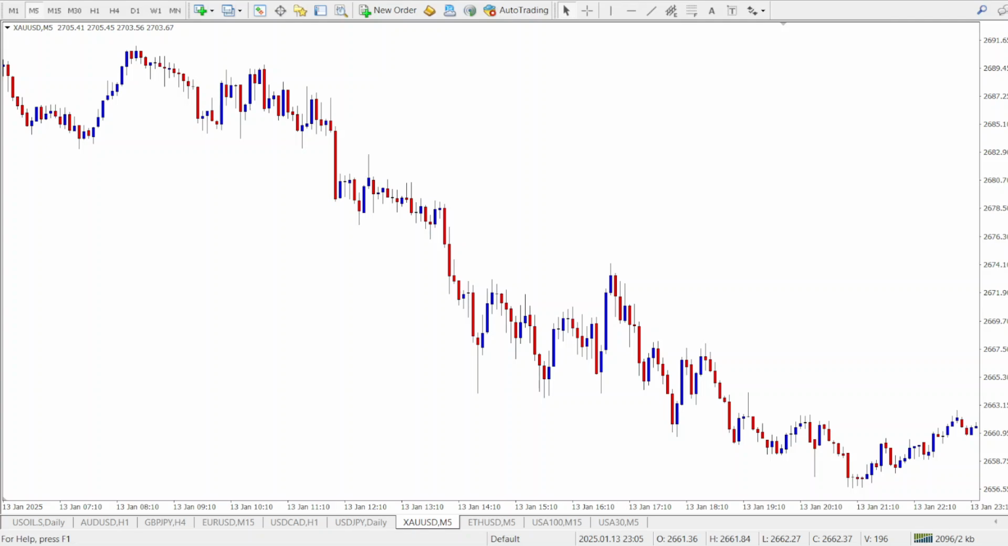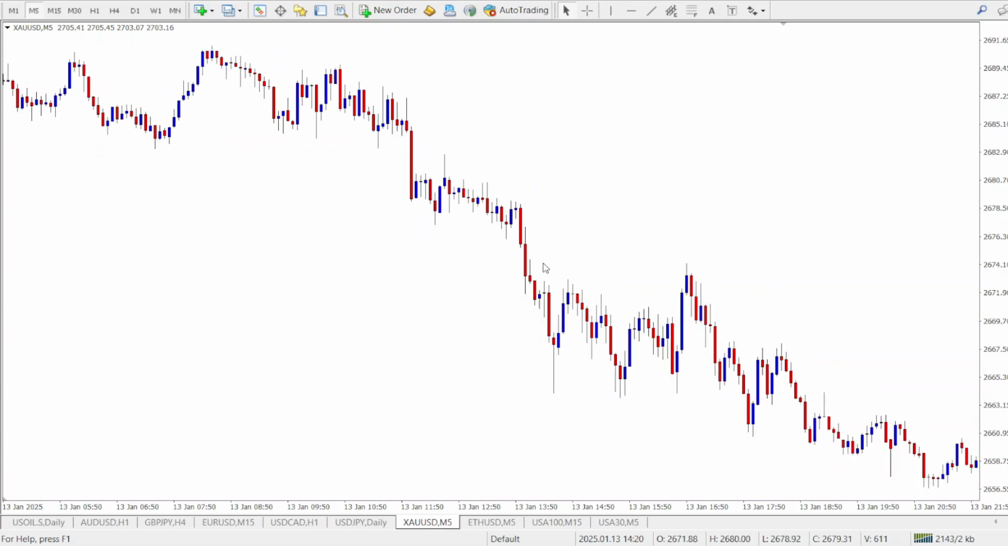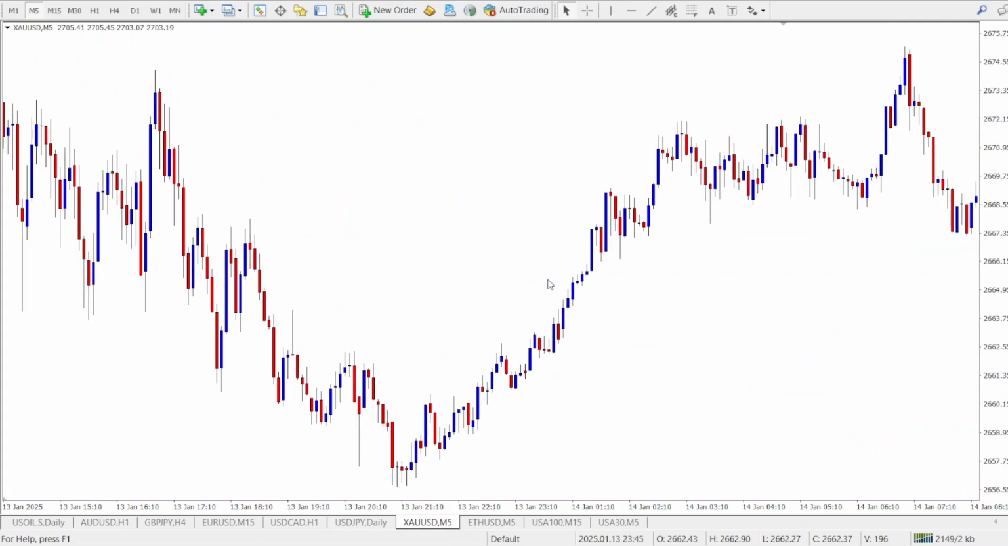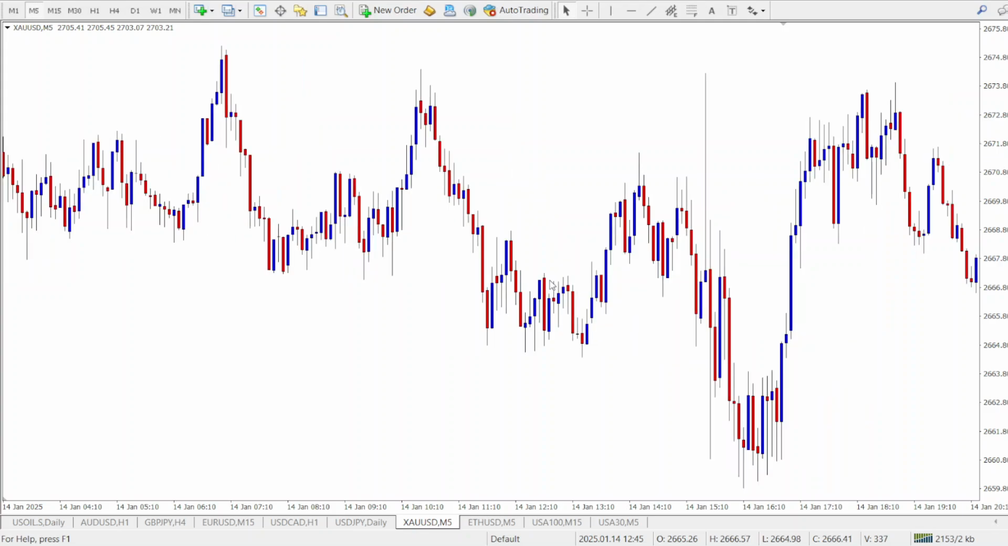Now, why gold? Gold is one of the most liquid and volatile assets in the Forex market, making it ideal for scalping. The price of gold can move significantly within short periods, creating opportunities for traders to profit from these fluctuations. And because gold is influenced by a variety of economic factors, it's often easier to predict short-term movements compared to other assets. Now let us get into the Forex gold scalping trading system.